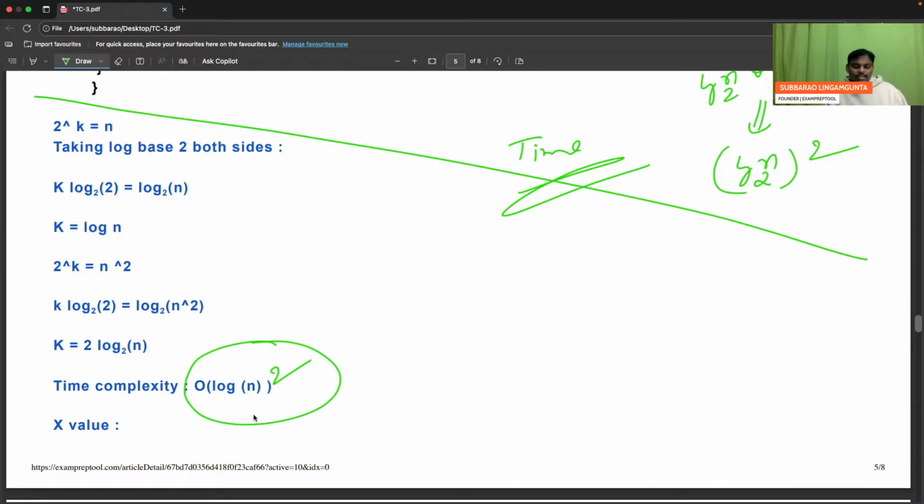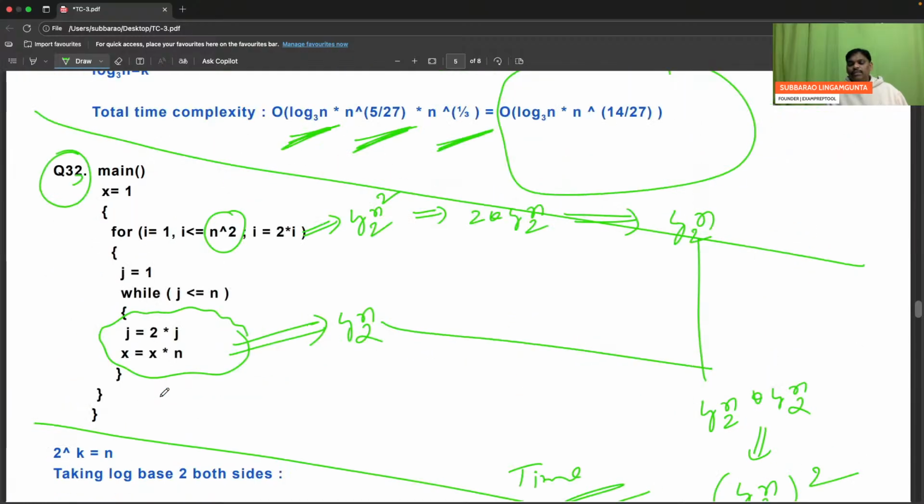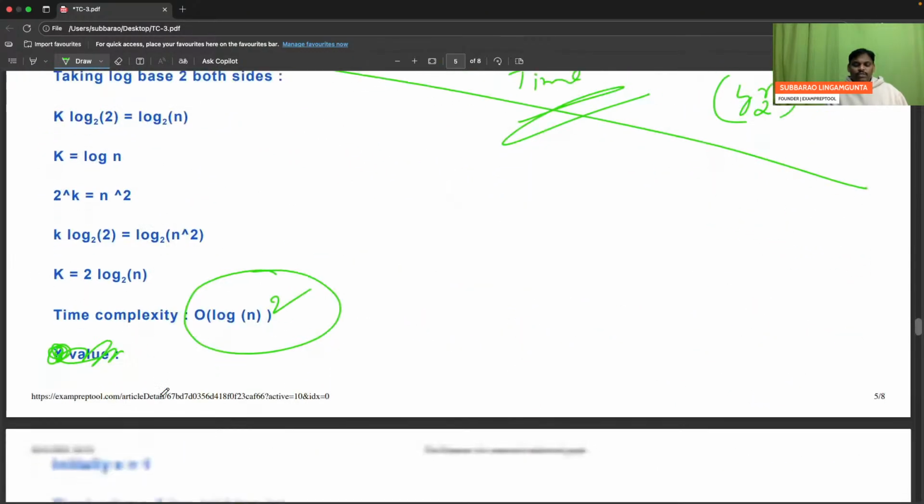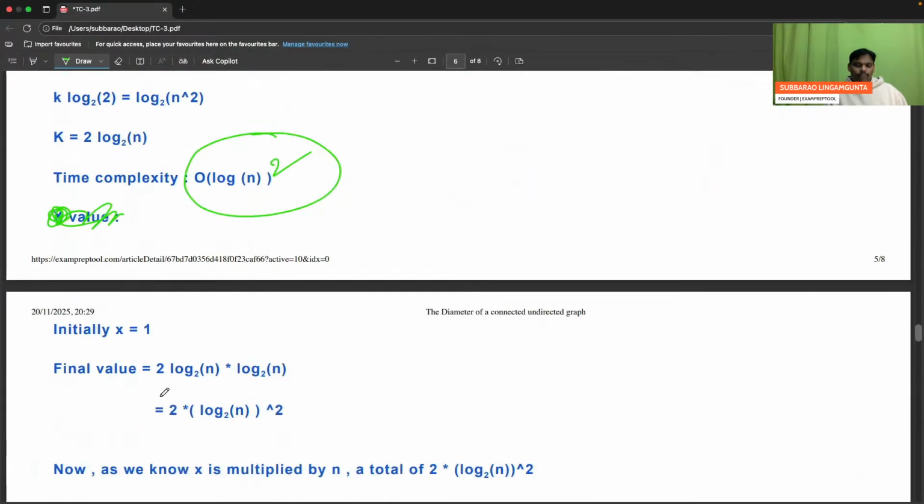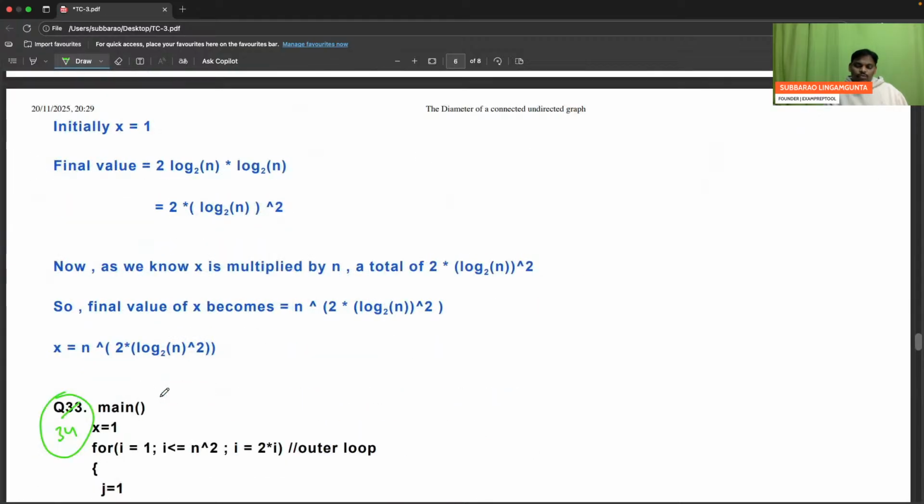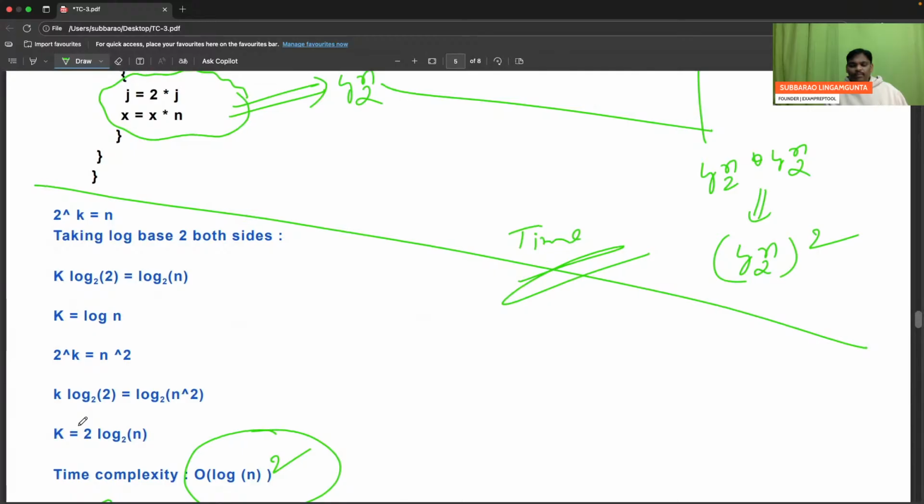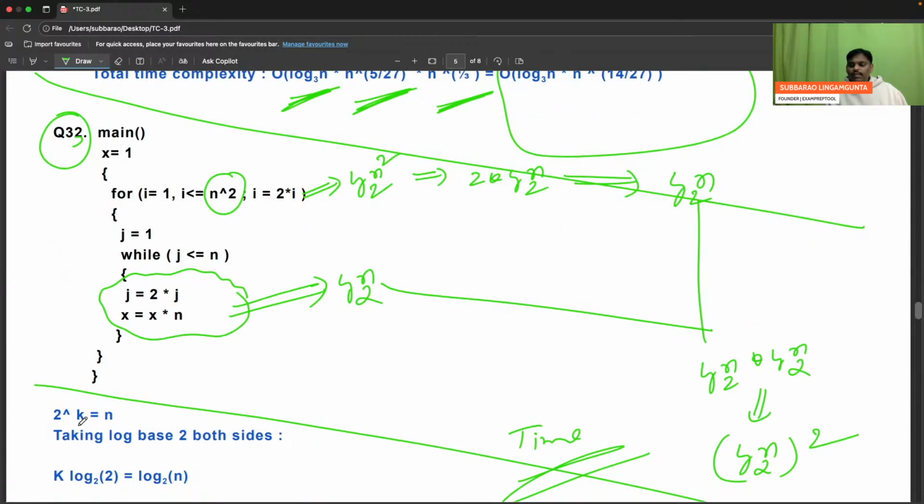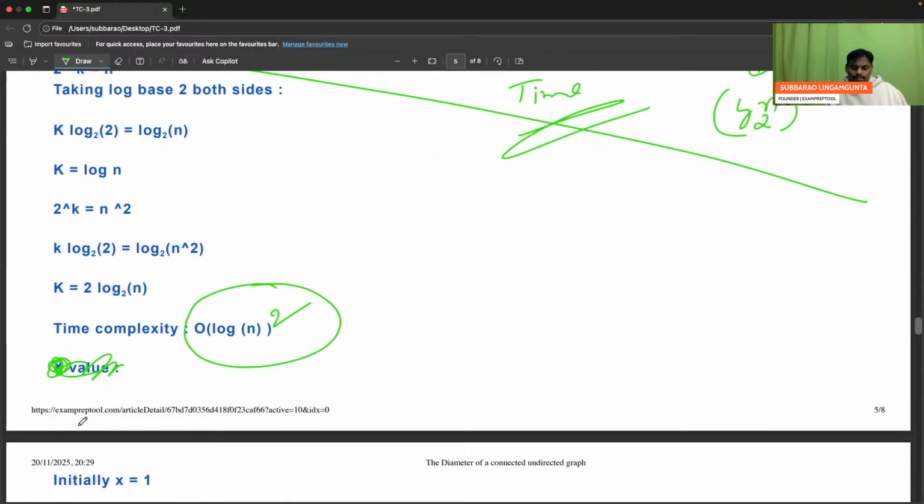So he is asking for the x value, but our goal here is only time complexity. Please be careful. Time complexity of this program is (log n base 2) whole square. The value is also written, so you can verify yourself. Our goal is only time complexity. Question number 33, the answer is (log n) whole square. Somewhere a small mistake happened, so it is written here too, but anyhow, it is (log n base 2) whole square.